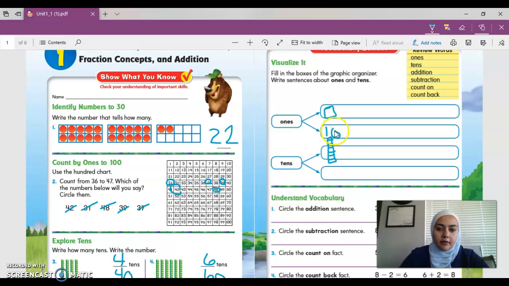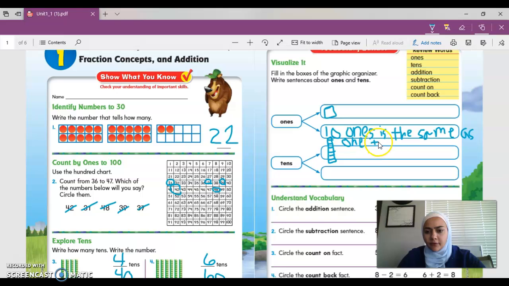So 10 ones is the same as 110. Ooh, that's hard to write with a mouse. Period. Okay, that's okay. All right, and then we have tens.